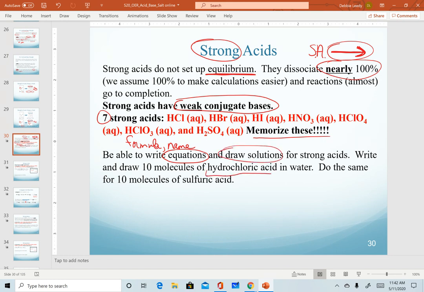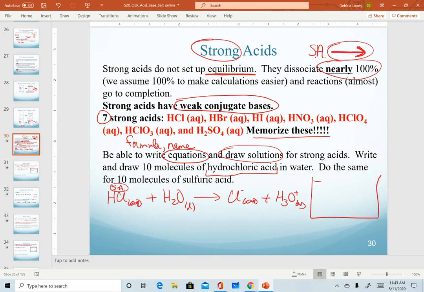For our first example, we're going to work with hydrochloric acid. We actually already did this one, but just a reminder, hydrochloric acid in water, because HCl is a strong acid, and it helps to get in the habit of labeling these. Since that's strong, it's going to force my reaction to completion. I'm going to form the chloride ion and the hydronium ion. So in here, we're also going to draw solutions.